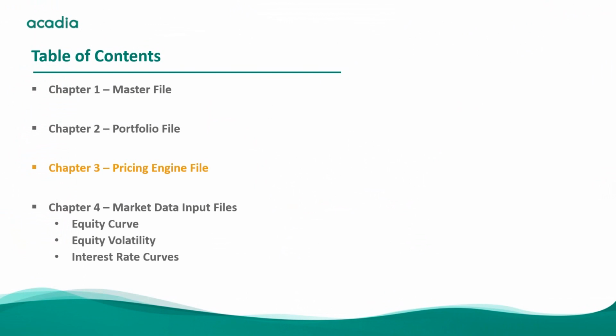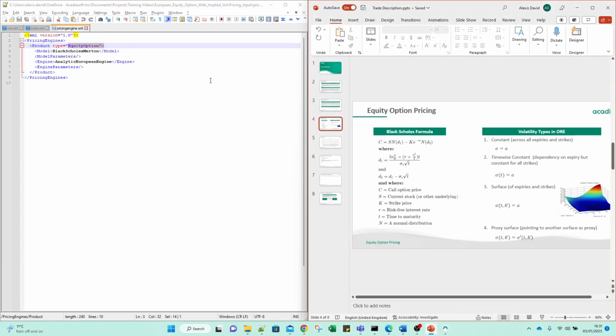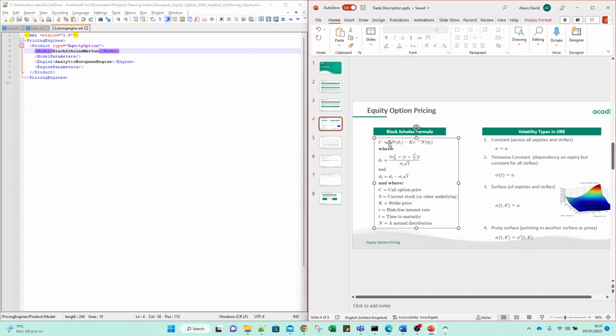Then we need to define which type of model is going to be used for our European equity call. Here in the pricing engine file, we have to define, for the product type equity option, the type of model that we want, and here it's a Black-Scholes-Merton with an analytic European engine. You can see here the famous formula for Black-Scholes with the different inputs that are needed.